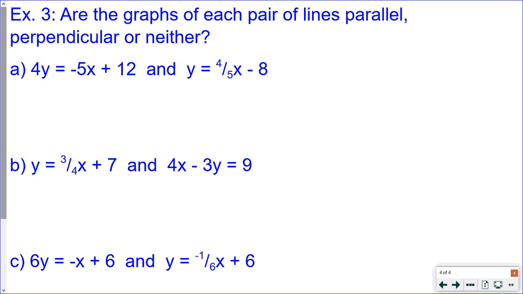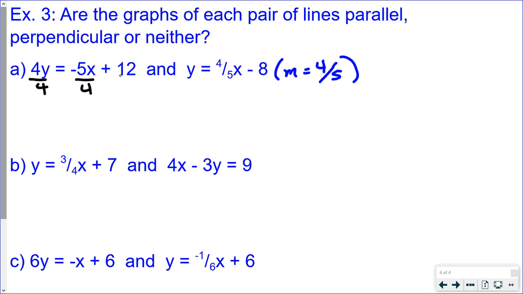So the slope of this line here is 4/5. I don't know what the slope of this one is. So I need to put it in slope-intercept form so that I can find out what the slope is. So how do I put that in intercept form? I'll solve it for y. So just divide by 4.